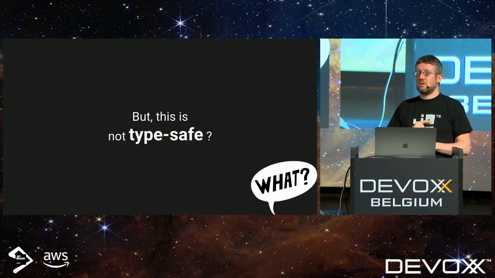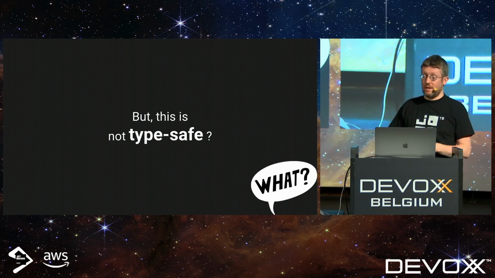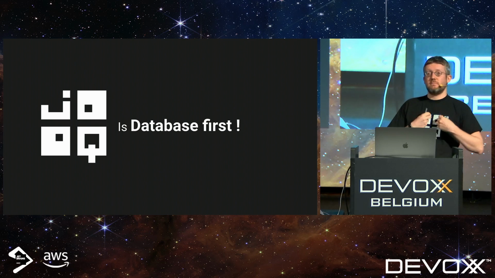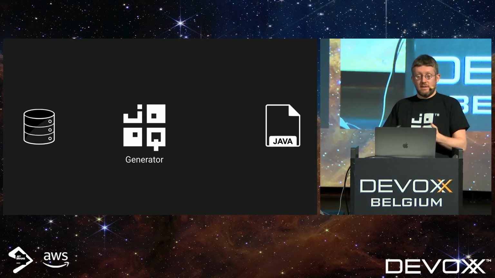But this example is not type safe. You've just seen there is some .cast thing to provide the type information. And it's not something I want to do because it can fail again at runtime. It's because JOOQ is made to be database first. And for me, it's the only good solution. You have your database, you can extract some information from it to generate your code. And it's exactly the meaning of this JOOQ generator.